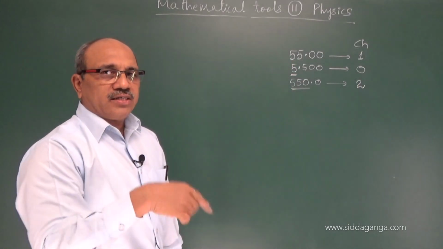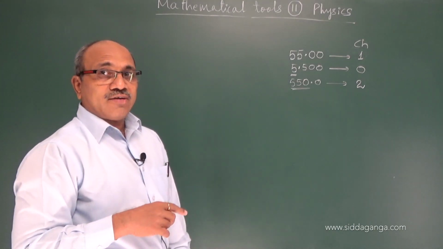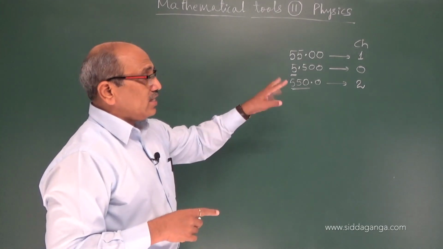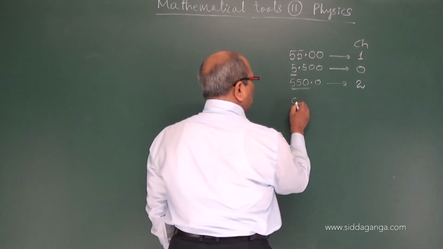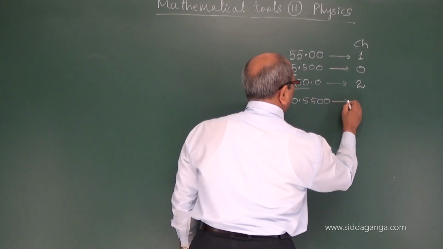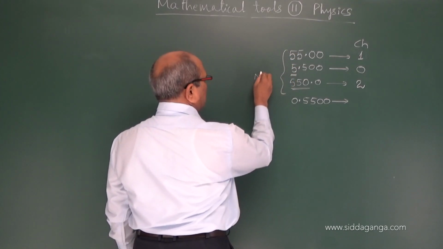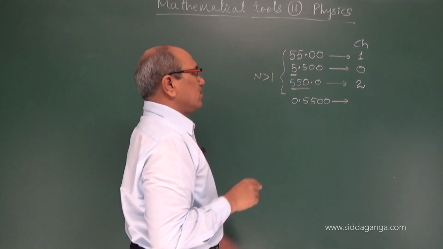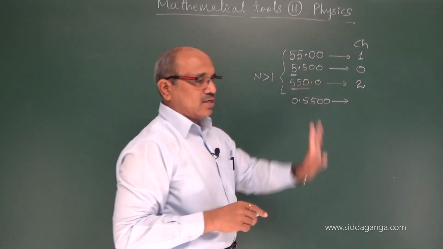Same number, but the characteristic keeps changing. The mantissa remains the same. If you find the mantissa, there is no change, but only the characteristic keeps changing for the same number. Let it be 0.550. Now it is a fraction. Up to here, this number is greater than 1. I counted the number of digits, made it 1 less, and put that as the characteristic.